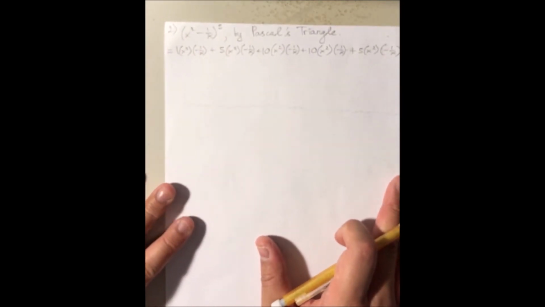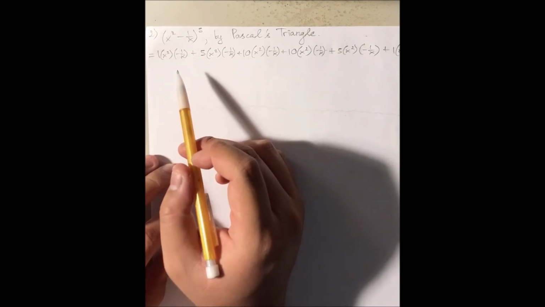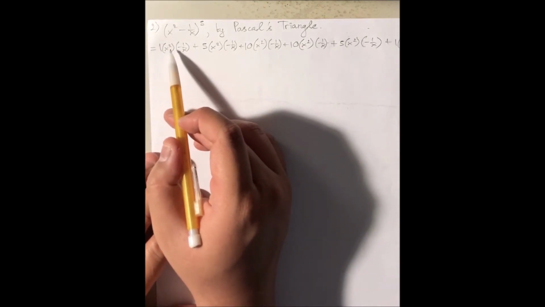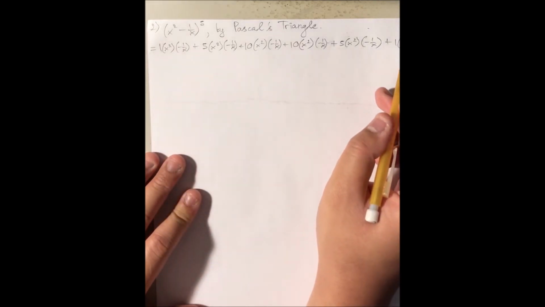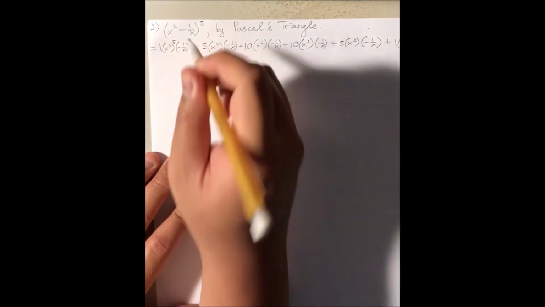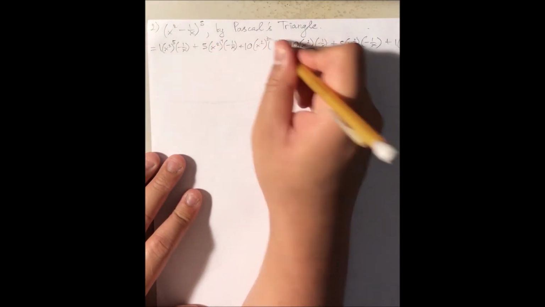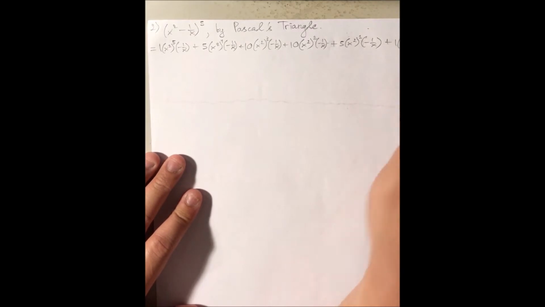But it's not just the products that we have to worry about. We also have to worry about the exponential power that goes with each of the terms. So just like in the previous videos, the exponential power of the first term, x squared, is going to start with the highest and go all the way to the lowest, which is 0. So the highest is 5, and then it decreases by 1 every time. So this is going to be 4, 3, 2, 1, 0.